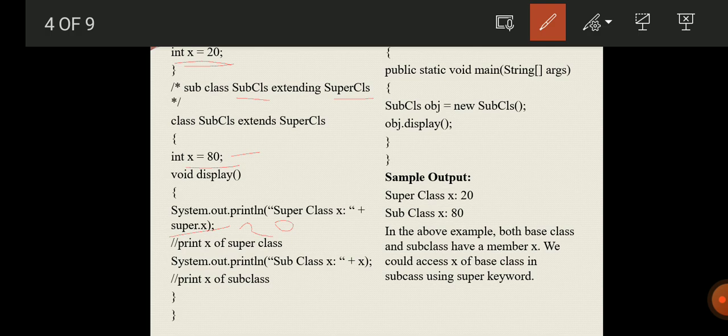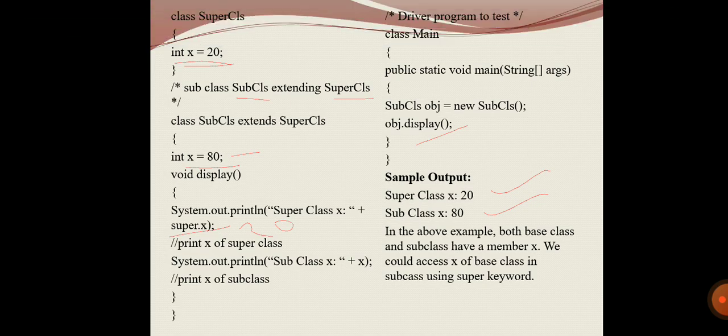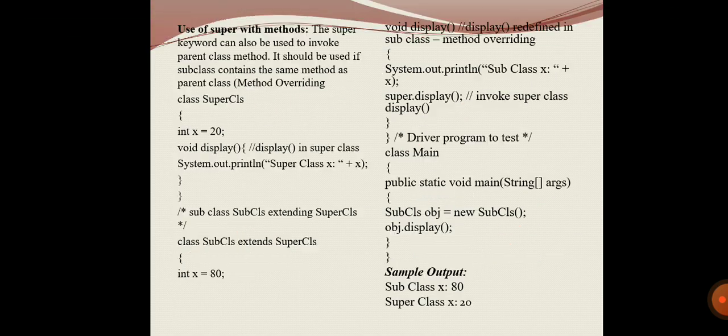Now the program starts. In the main program we create the object for the subclass and using that we call display. First it will display x is equal to 20, and second it will print x is equal to 80. So this is the use of the super keyword with variables.